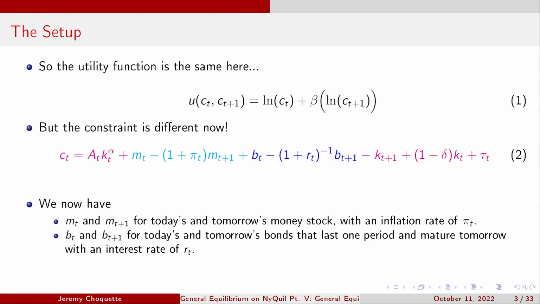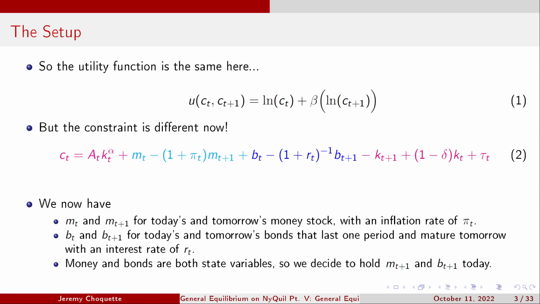So we've got BT and BT plus 1, which is today and tomorrow's bonds, that last one period. So each bond that you buy today matures tomorrow, and it matures with a real interest rate of R sub t. Now, money and bonds are both state variables, right? So we decide to hold MT plus 1 and BT plus 1 today, or in period T.